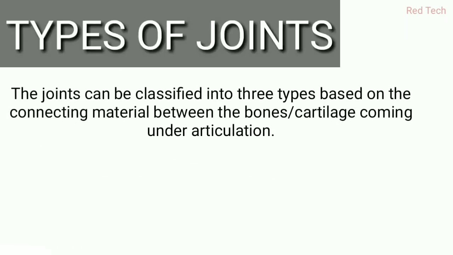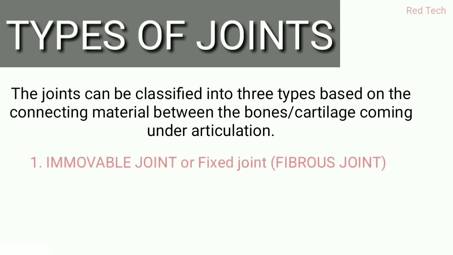Now move to types of joints. Joints are basically classified into three types on the basis of their connective material, which can be bone or cartilage, coming under articulation. Articulation is basically a cartilage, or you can say a surface, which allows free movement of bones in the joints.